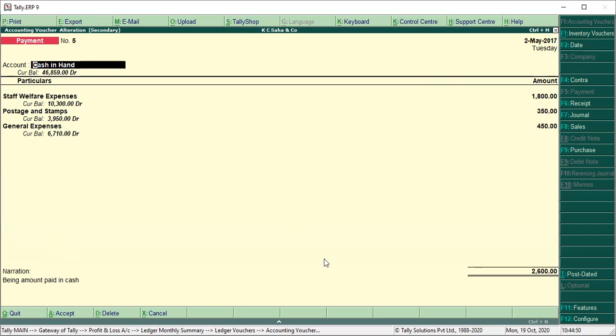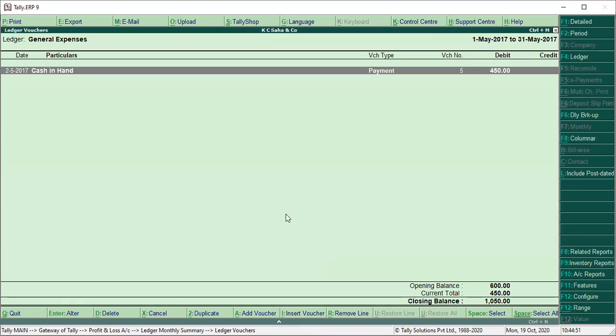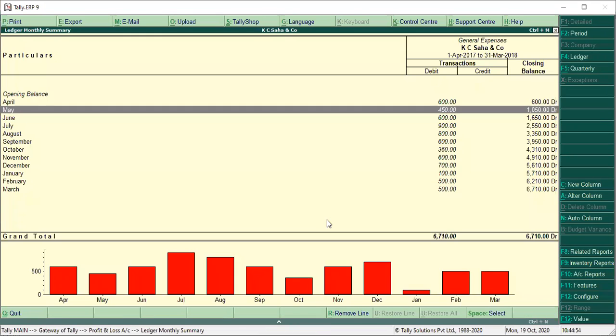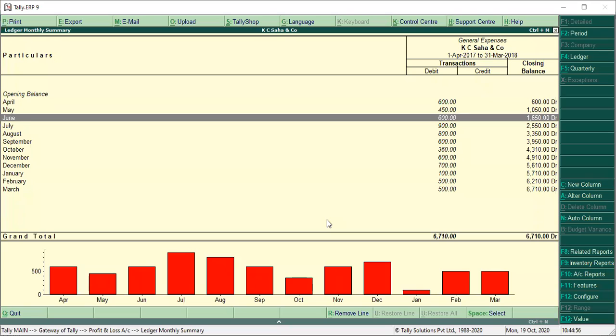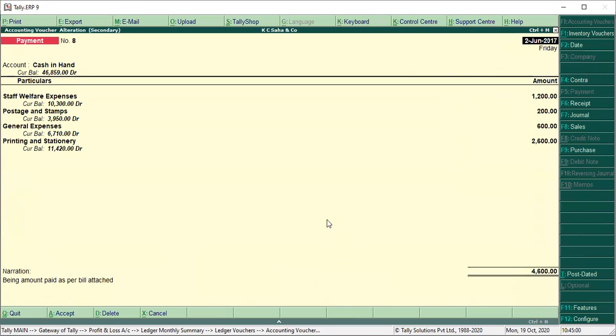ओके, विल सी द वन बाय वन ओनली, अदरवाइज किसी को डाउट आया तो प्रॉब्लम होगा, ठीक है। सो नेक्स्ट वी हैव टू सी द जून मंथ का चेक करना है। Same, amount paid as per the bill attached they are saying. Okay, so the normal entry will be right, staff journal expenses and postage and stamp journal expenses, and the one that is extra is printing and stationery. Okay, so we are done with this also.